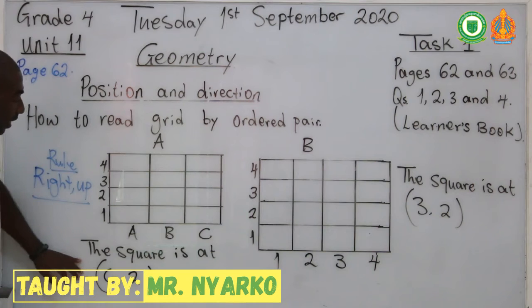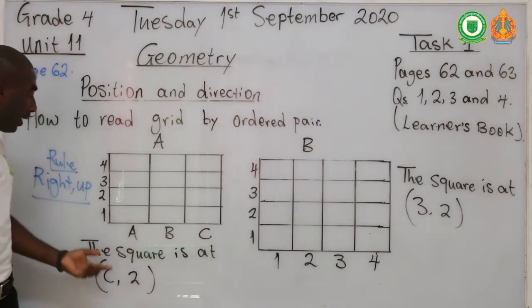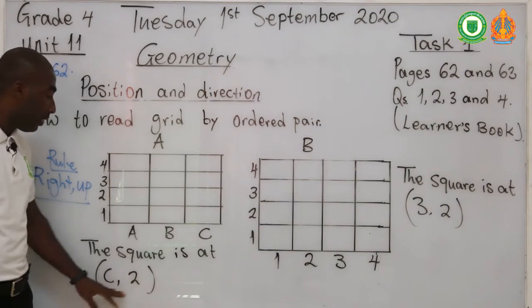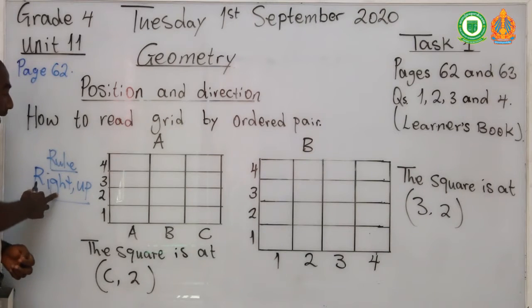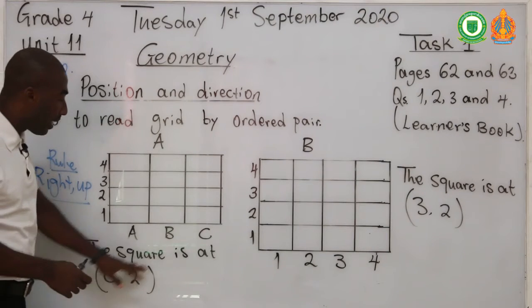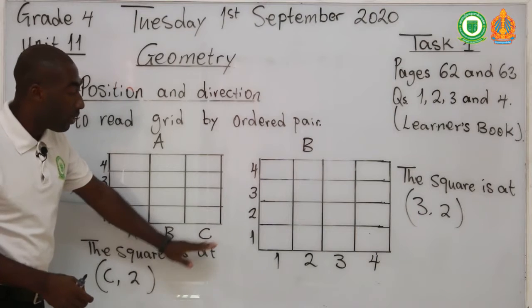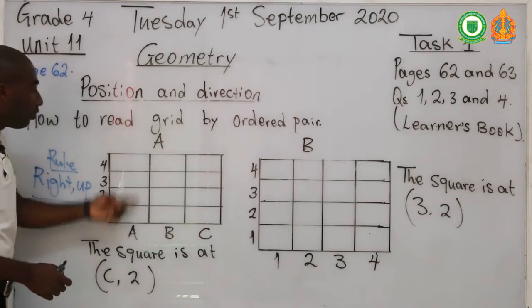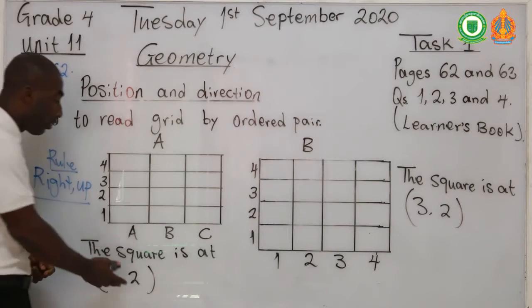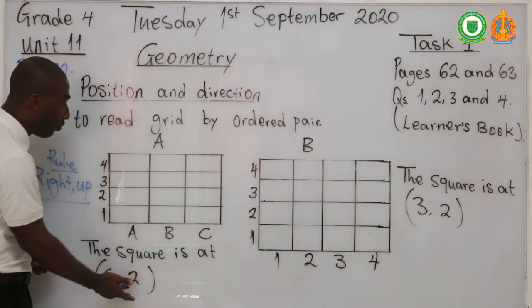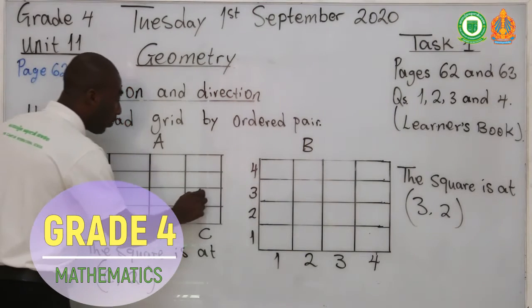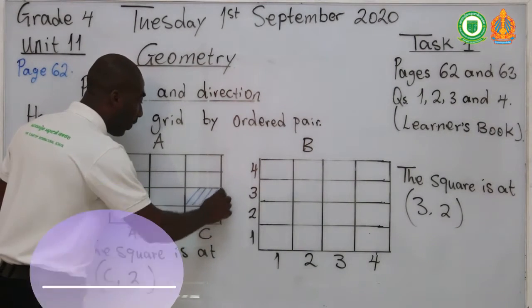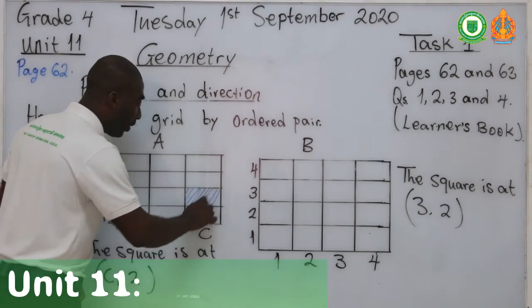So we have a question here that we need to read on our grid. We have C2. That means we have to put a square at C2. Once the rule says that you go right and up, it means that you look at your C in the right direction and then 2 you go up. So to locate or to put a position on C2, it means we have to go to C and then 2. So this is where our square is going to be, okay?